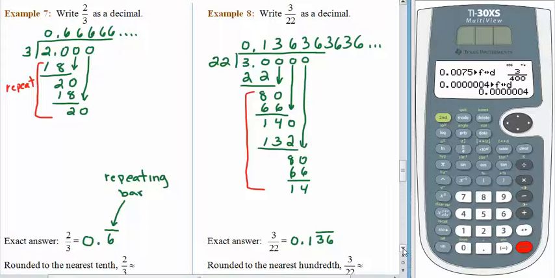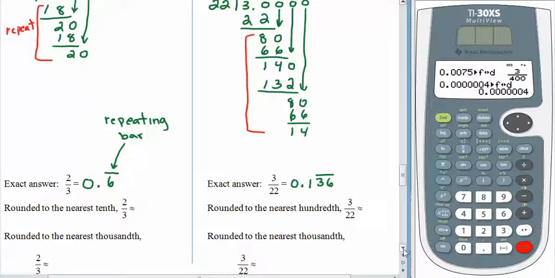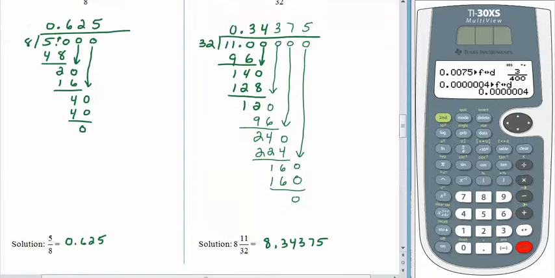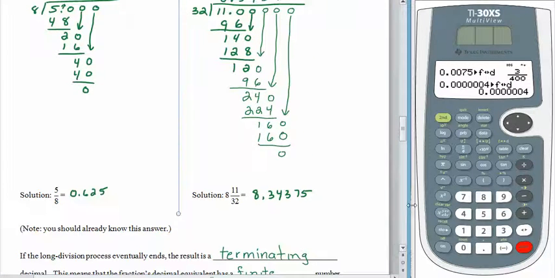Now, nobody needs infinitely many decimal places. So we could round this, as people might ask us. If we rounded this to the nearest tenth, you know what, hang on, I'm going to make this a little smaller so you can see both of these numbers at the same time. There. Oops, wrong page. Hang on, I'll get there.